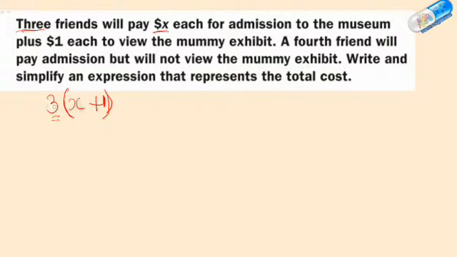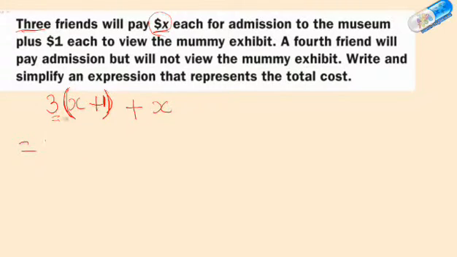So for the 3 friends it is 3 multiplied by, and I open a bracket and I put x plus 1. The 4th friend is alone, so I will add it. The 4th friend will pay admission but will not view the mummy exhibit. So how much does it cost for the admission? X dollars. So the 4th friend will pay only x dollars. So write and simplify an expression. Now I wrote the expression and I need to simplify it now.